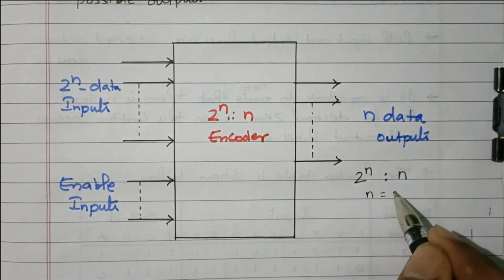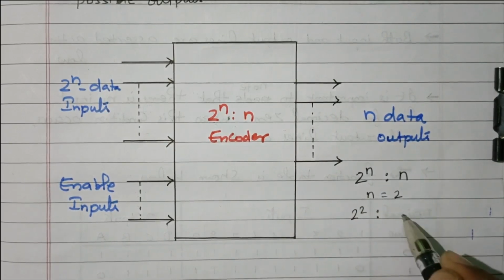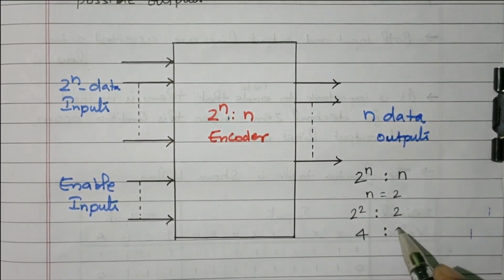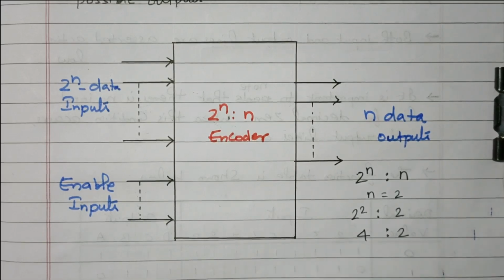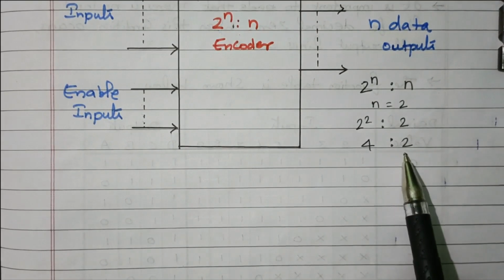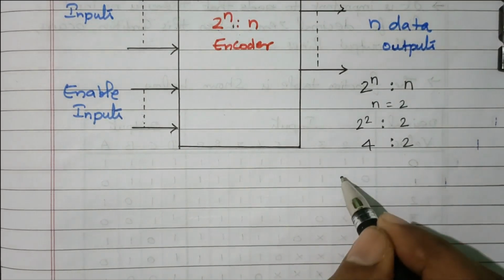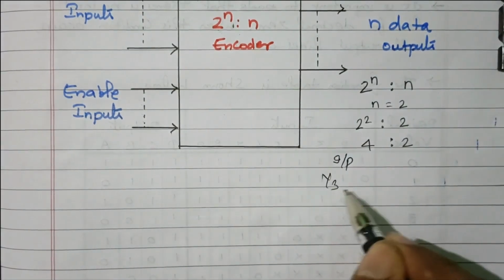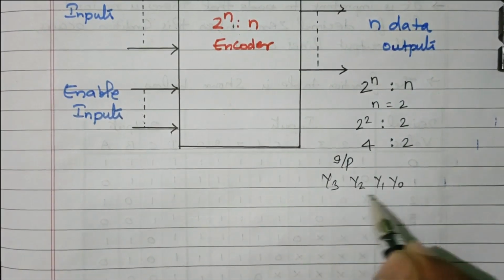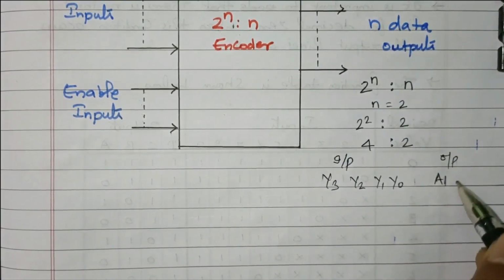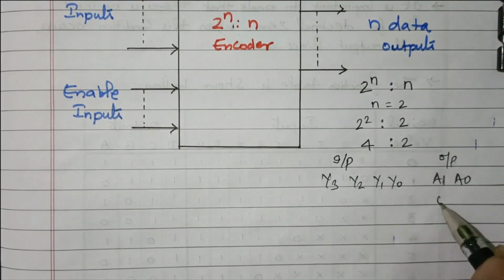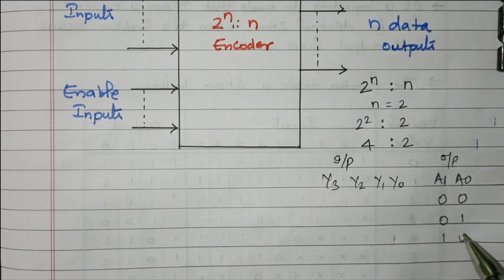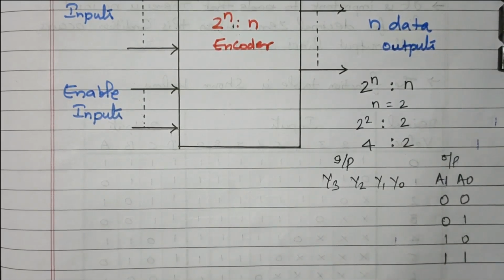Let us consider n equal to 2. So 2 to the power 2 is 4, that is 4 to 2. That means 4 inputs and 2 outputs, a 4 digit input and 2 digit output. How is it producing? This 2 digit output is based on the input. Let us consider the inputs y3, y2, y1, y0, 4 digits. Then the outputs a1, a0. We know that for 2 digits there are 4 possibilities: 0 0, 0 1, 1 0, 1 1. So these are all the 4 possibilities. We know that for 2 digits, 2 to the power 2, 4 possible outputs are there.